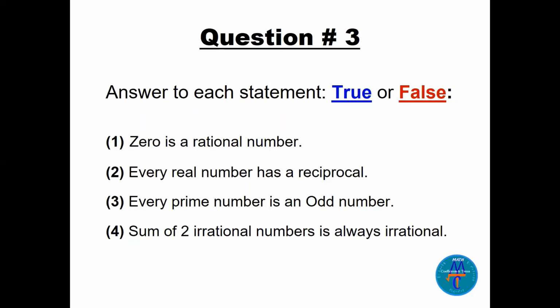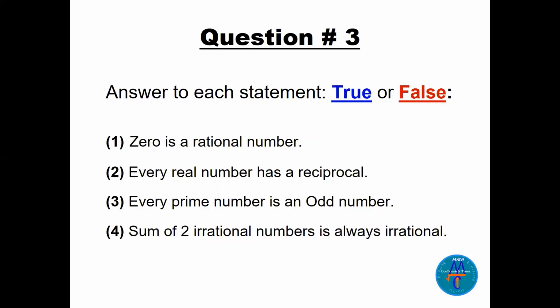Every real number has a reciprocal. Like 5 has a reciprocal 1 over 5. 6 has a reciprocal 1 over 6. 10 has a reciprocal 1 over 10. Can we say every real number has a reciprocal? The answer is no, because 0 has no reciprocal. If you take the reciprocal of 0, 1 over 0, it is undefined, so 0 has no reciprocal.